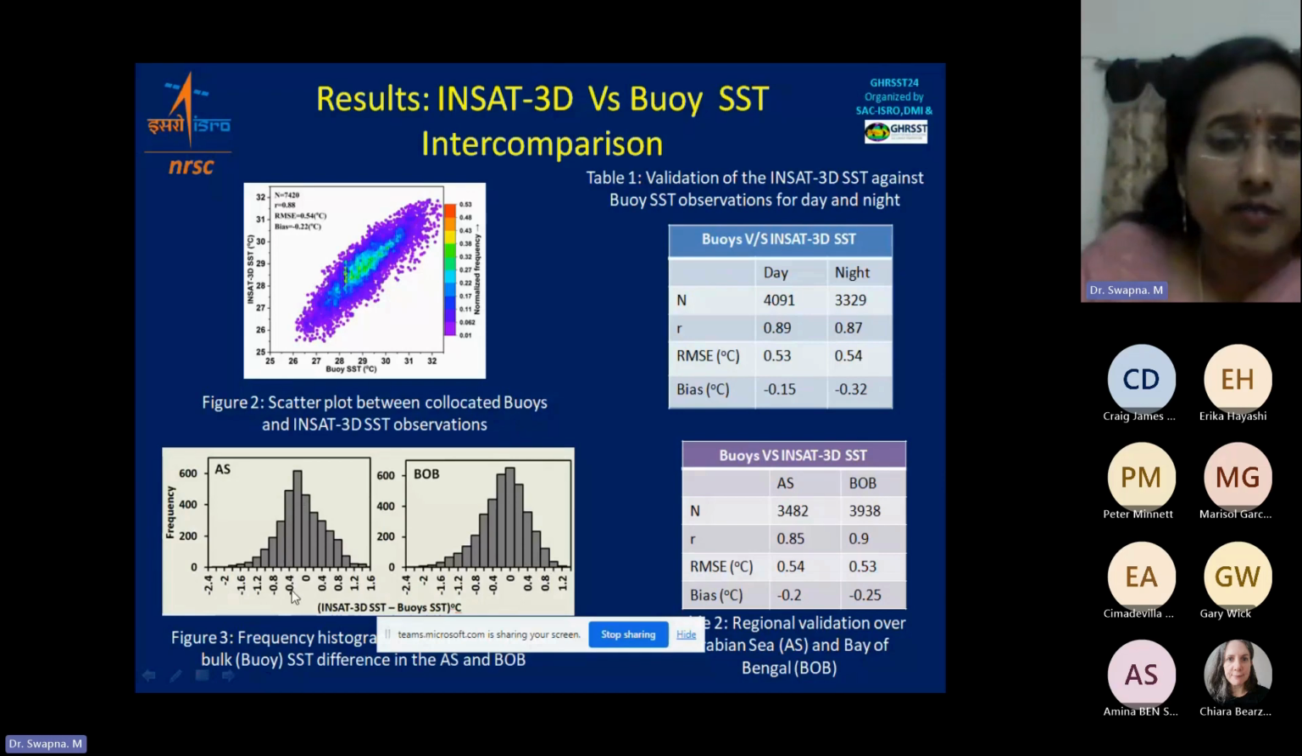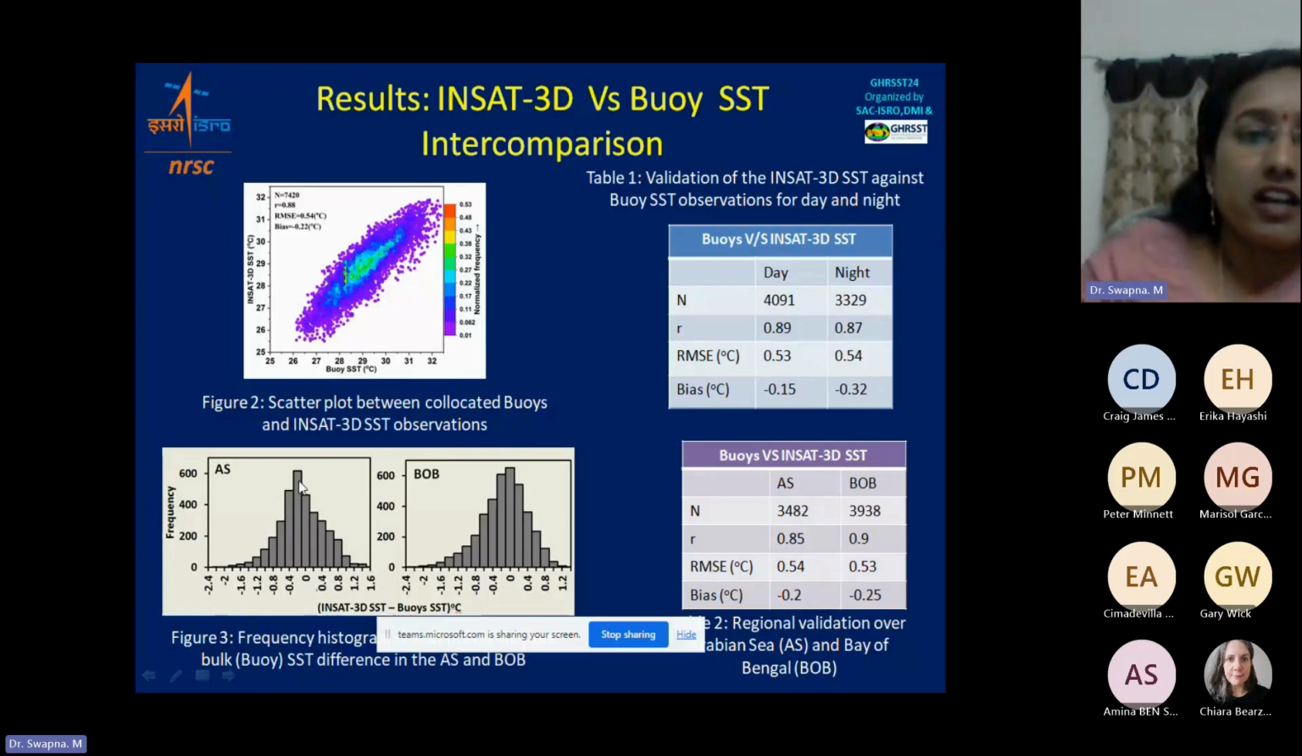If you see this, in the Arabian Sea, AS means Arabian Sea, around 53% of data is showing negative if you take the skin and bulk SST difference, whereas 25% of data is showing positive, and around 22% of data is on par with the in-situ observation. So this shows that most of the time the satellite SST is underestimated in comparison with the bulk SST.